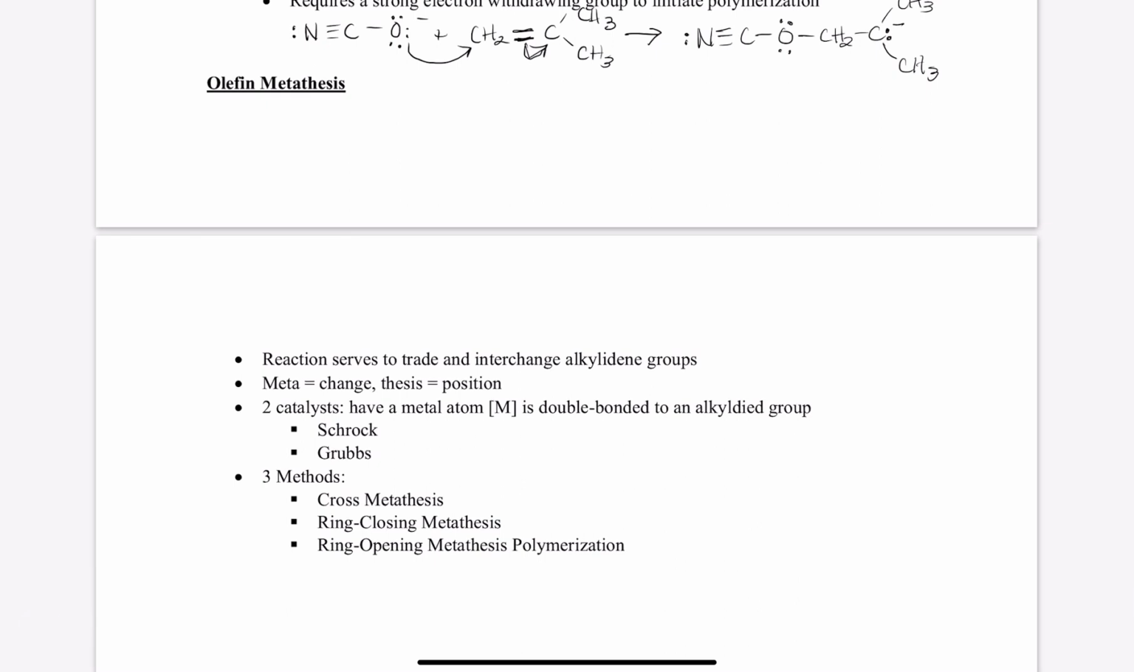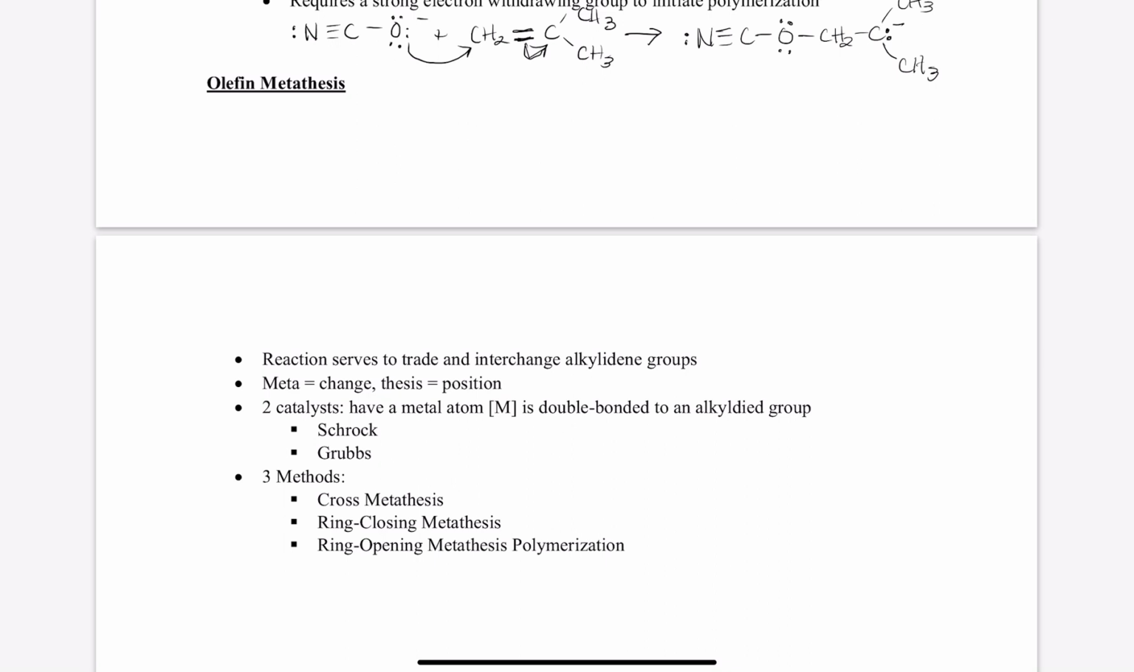So our last reaction that we're going to go over is olefin metathesis. Olefin metathesis is a little bit different. The goal of olefin metathesis is to rearrange our alkylidene groups. This is Greek, actually, if we break it down, metathesis: meta means change, and thesis is position. So this reaction really just serves to trade and interchange our alkylidene groups.